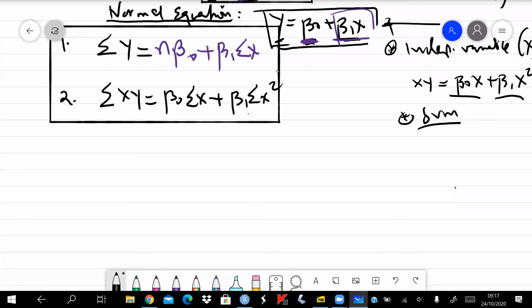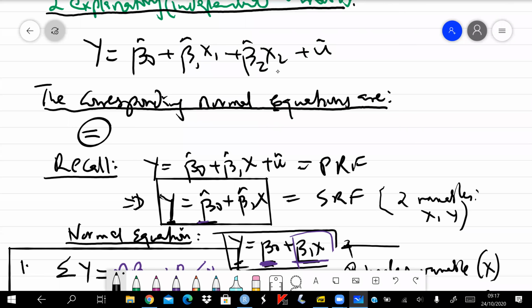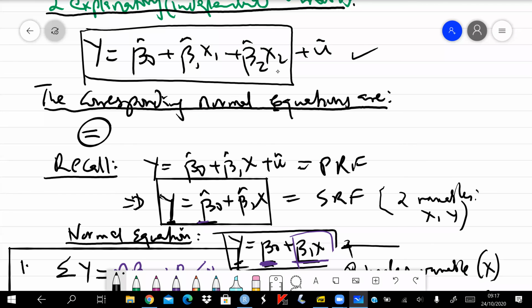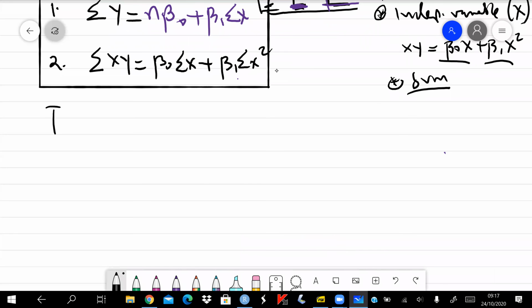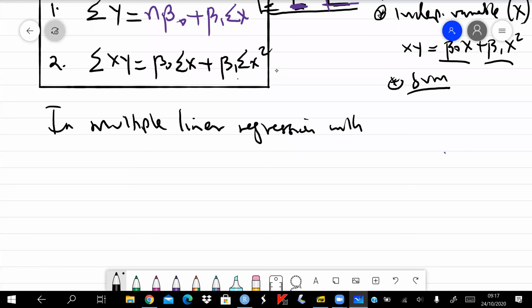So we have already given this kind of function. I'm going to consider this function up to this point, and leave out the error term. So we consider multiple linear regression with two explanatory variables.